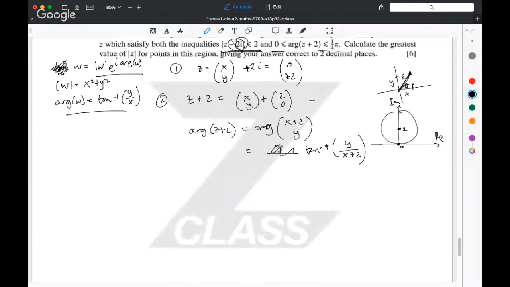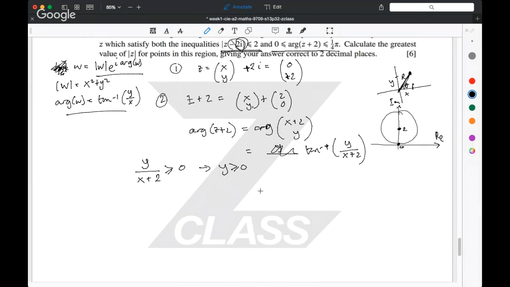And we know that this is between those two limits. So I can say that if the inverse tangent of the stuff is less than 0, then the stuff must be greater than the tangent of 0, which is 0. So my first limit is that y over x plus 2 is greater than or equal to 0. And that just means that y is greater than or equal to 0.